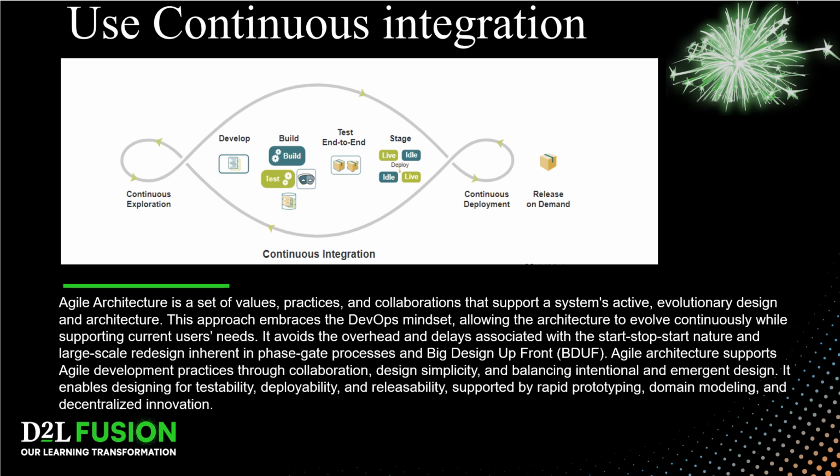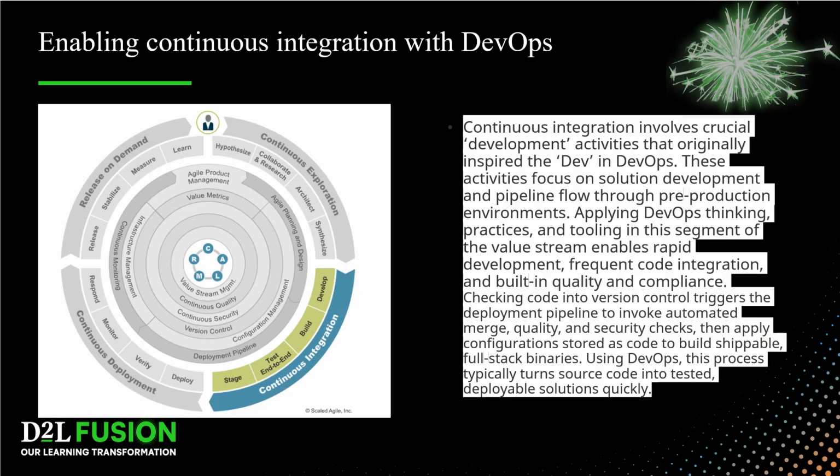Use continuous integration in agile architecture, which enables designing for testability, deployability, and reusability. Enabling the DevOps process typically turns source code into tested, deployable solutions quickly.